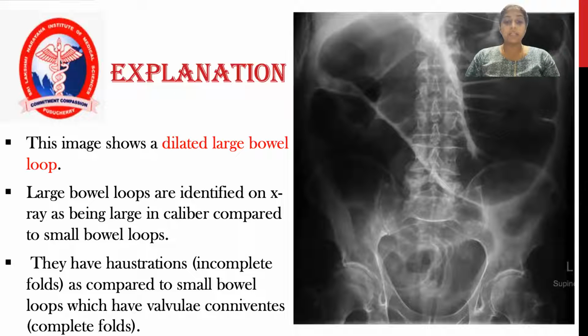Large bowel loops are identified on an X-ray as being large in caliber compared to the small loops. They have these haustrations, which are incomplete folds, as compared to the small bowel, which has these valvulae conniventes, which have complete folds.